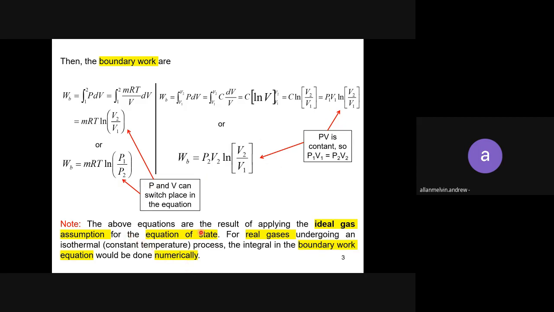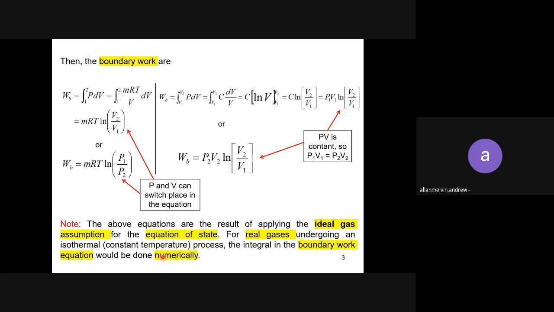Okay, the above equations are the result of applying the ideal gas assumption for the equation of state. So we are considering it an ideal gas, normally like oxygen, the normal air, nitrogen or hydrogen. So we refer to the thermodynamic table I showed last time. You can refer to the ideal gas table, and you can get all the parameters from the table.